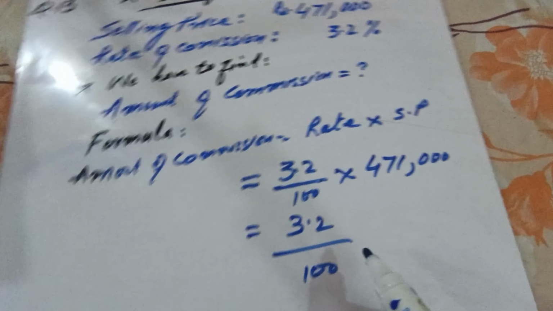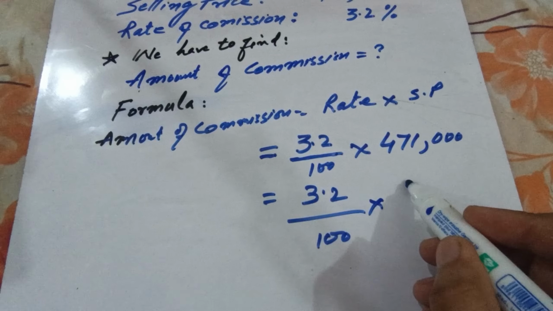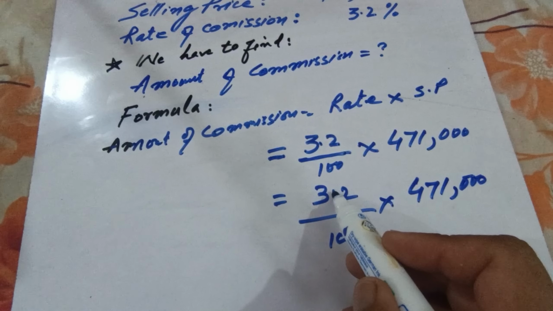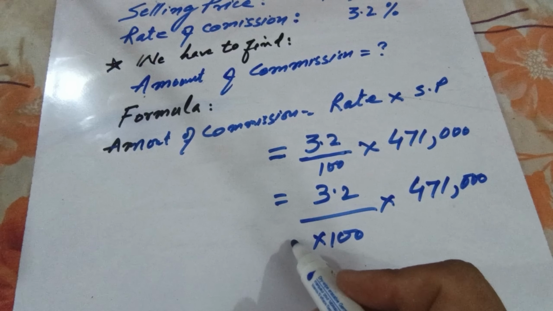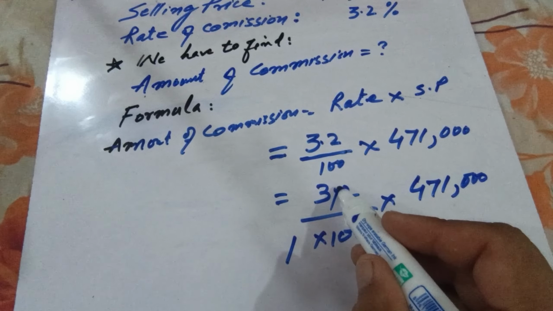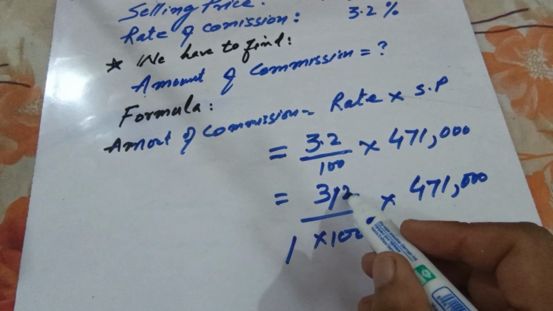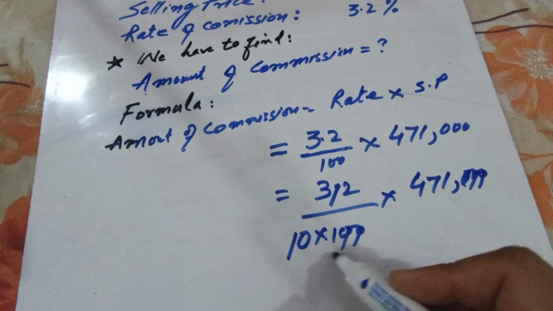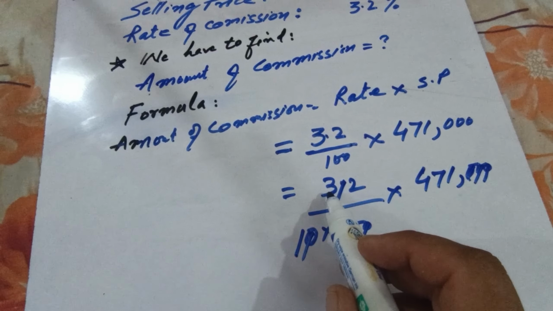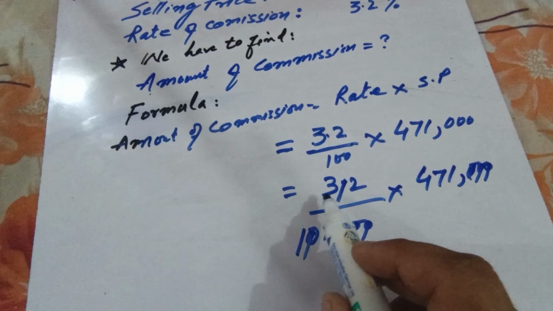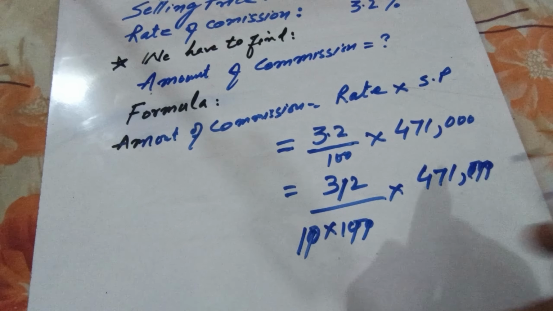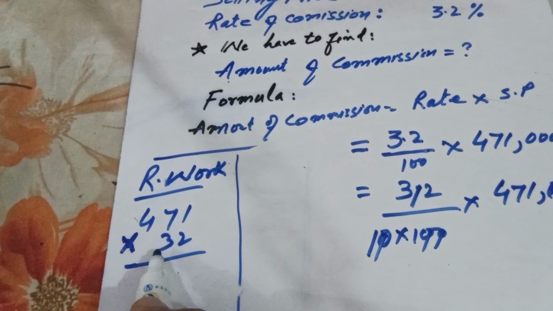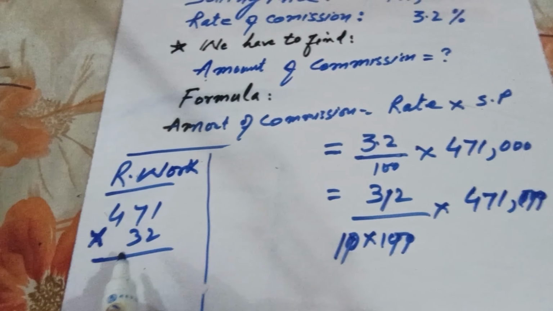3.2 by 100 multiplied by 471,000. To remove this decimal, we will write 1 here. Yes, this decimal is removed. And in place of this 2, we will write 0 here. Now we have 3, 0, 2 and 3. 3 0s are removed. So this is 32 and this is 471. So we will multiply this 32 with 471. I have written 471 and 32 in the rough work side.